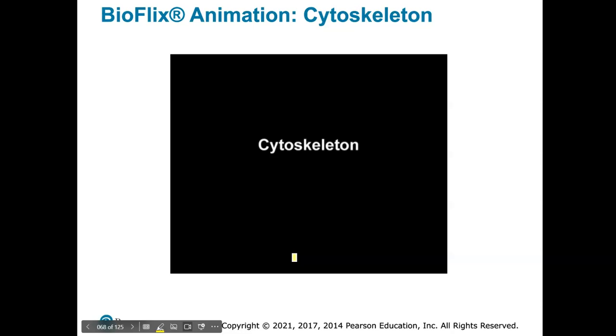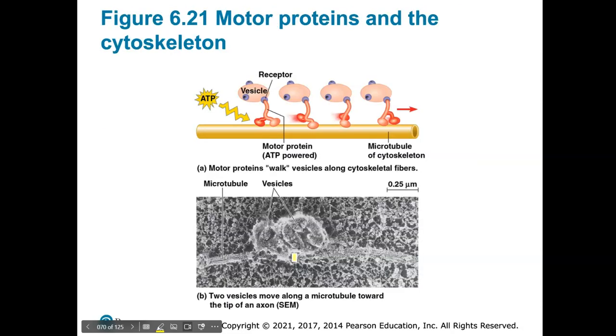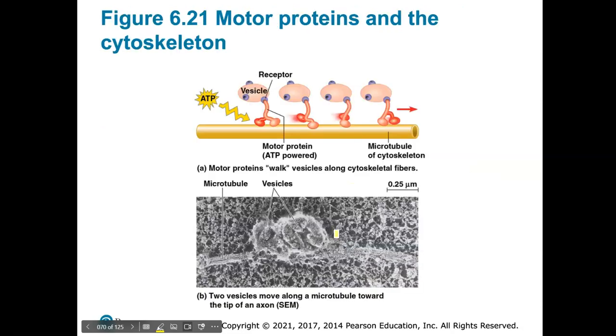All right, there's an animation on slide 68, and this slide shows you some functions of the cytoskeleton. One of the functions is that it makes tracks for vesicles and other organelles to travel. It's like train tracks, but inside the cell, guiding vesicles and other organelles to their destination. And the way they travel is really kind of cool.